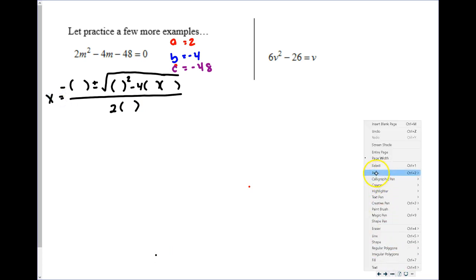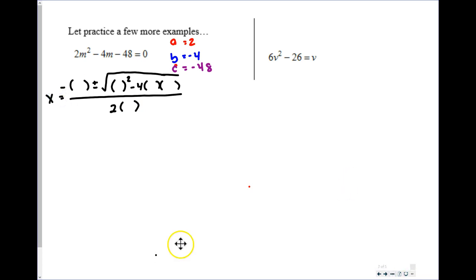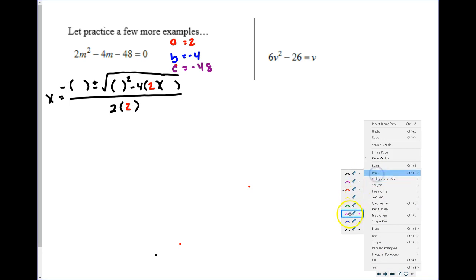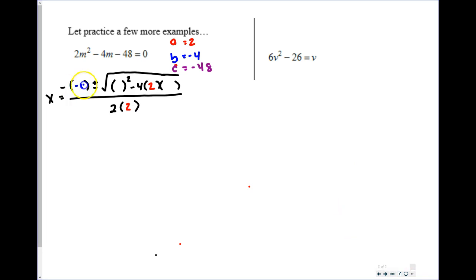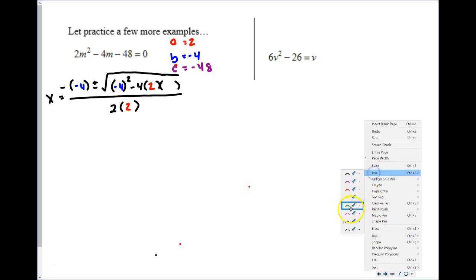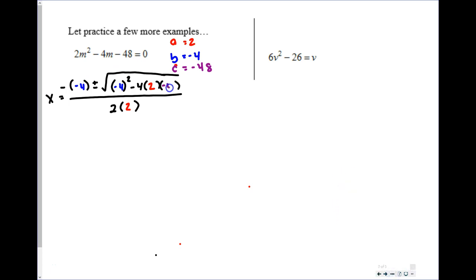I'm going to plug everything in. So I've got a 2 here and a 2 here. That's where the A goes. I've got a B that goes here and a B that goes here. And then finally that negative 48 is going to go right here. Okay? Now I'm just going to start simplifying.